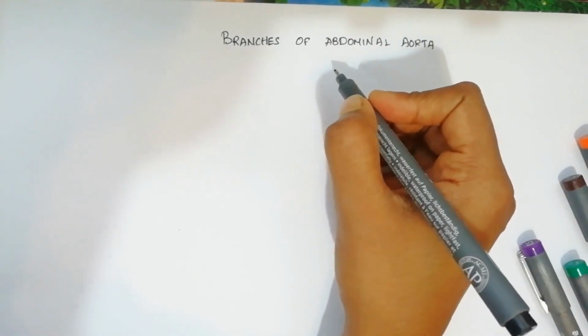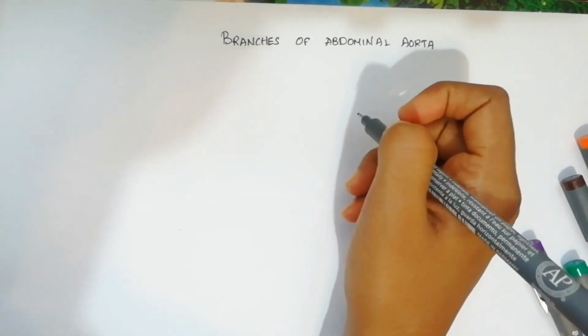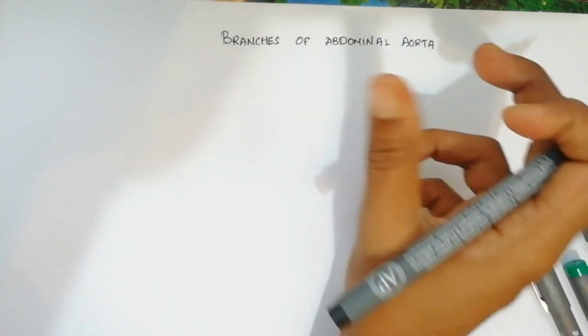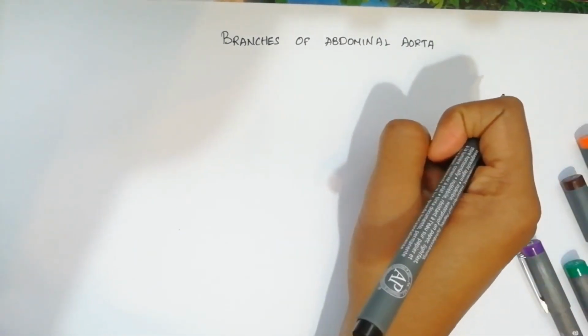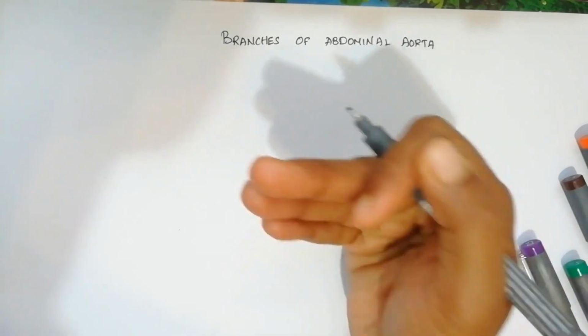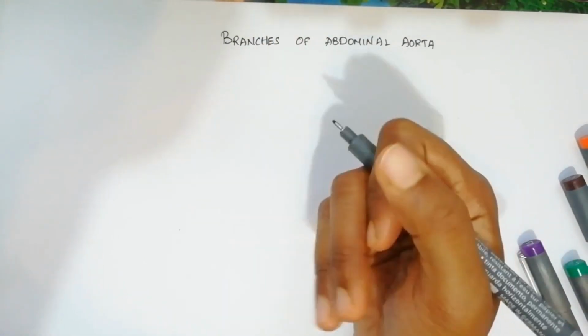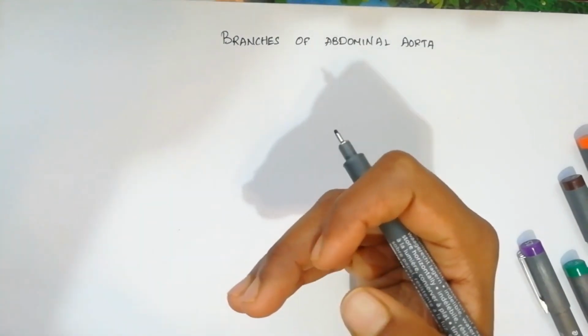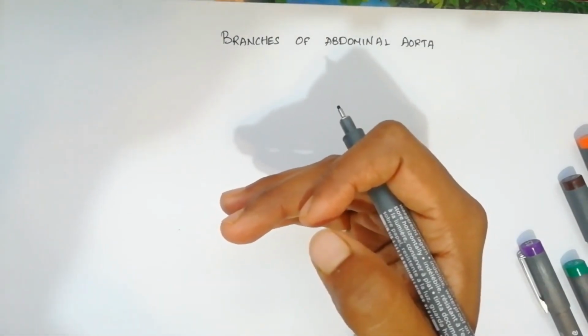Now we are going to deal with the branches of this major artery. To talk about the branches of the abdominal aorta, we have the tube giving various branches from its anterior, posterior, lateral and terminal parts. Those we are going to club together to understand the branches better.